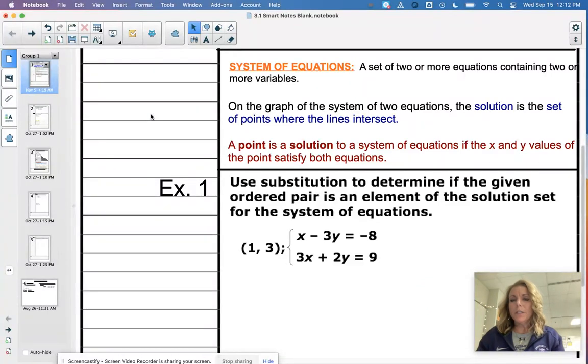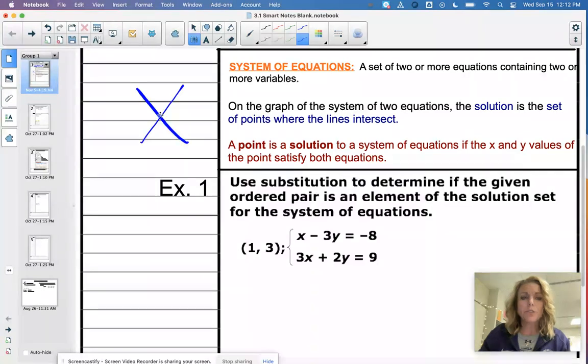A system of equations is a set of two or more equations containing two or more variables. On the graph of the system of two equations, the solution is the set of points where the lines intersect. So for example, if I have two lines that intersect, there is the solution, and the solution is a point, which is an ordered pair, x, y.